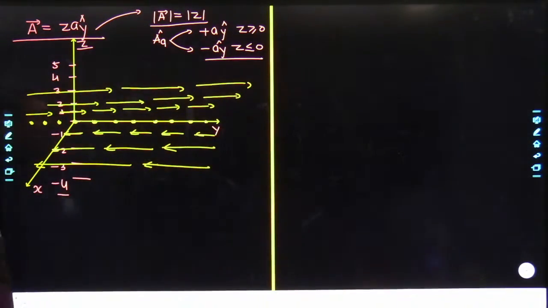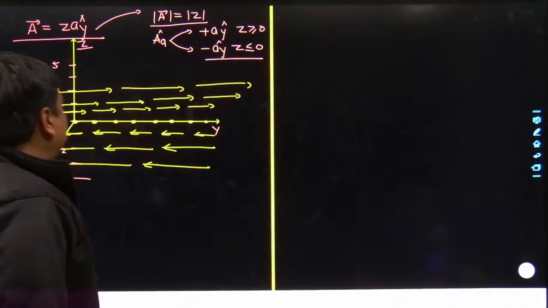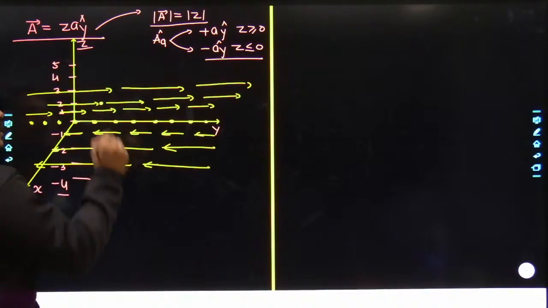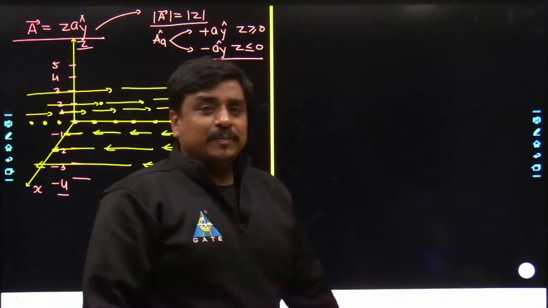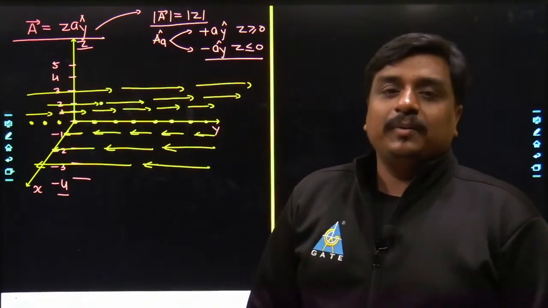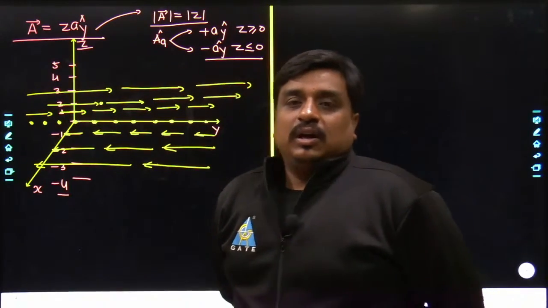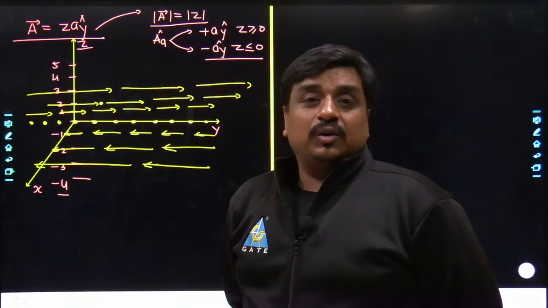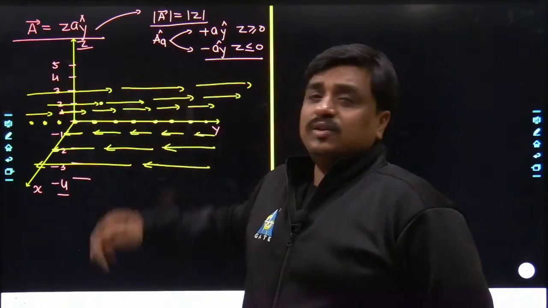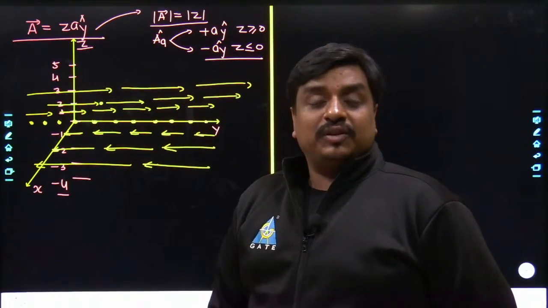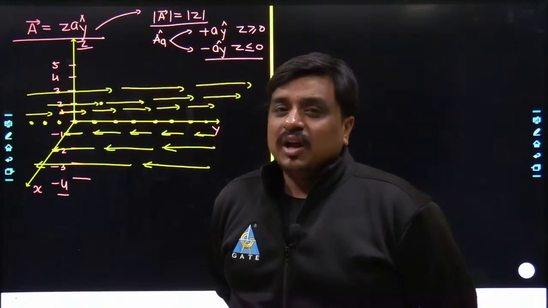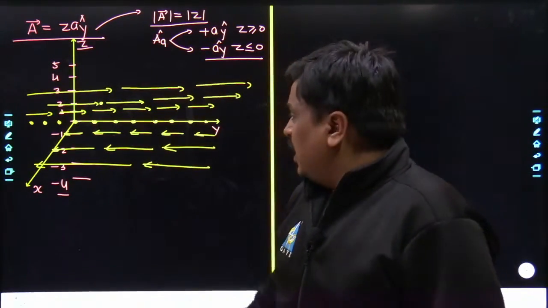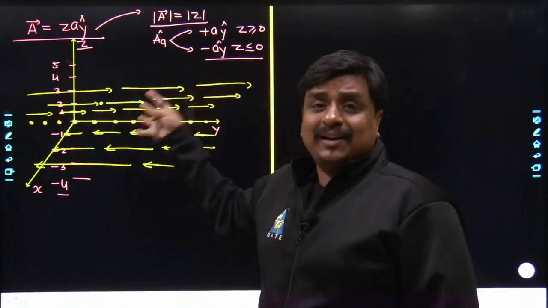Now I wanted to ask each one of you, what about the divergence at any point over the 3D space? Would it be 0? Would it be non-zero? Would it be positive? Would it be negative? Many of us know how to calculate the divergence of any vector field with mathematical calculation, but I would suggest to each one of you, keep aside the mathematical calculation for the time being and just focus on this practical understanding.